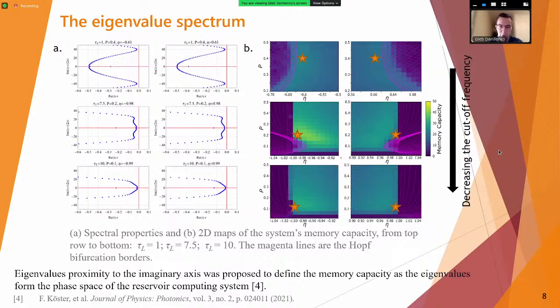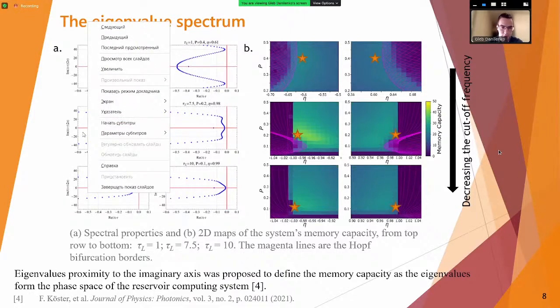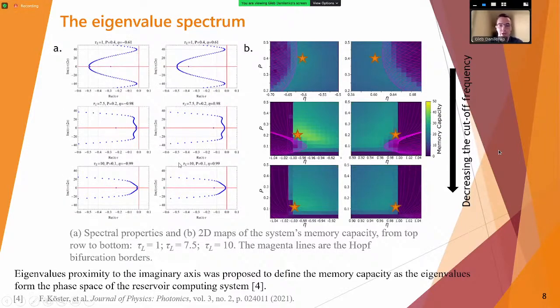Let's look at figure A. The spectrum can be characterized as a two-peak structure with high contrast between peaks in the upper figure, a multiple-peak structure with low contrast in the middle figure, and a single-peak structure presented in the lower figure. So changing the low cutoff frequency leads to a change in the spectrum. The most interesting situation is observed in the middle figure, corresponding to the maximum memory capacity among the analyzed parameters.